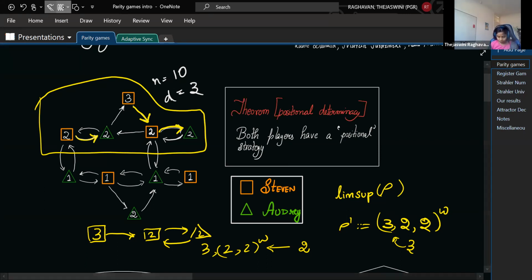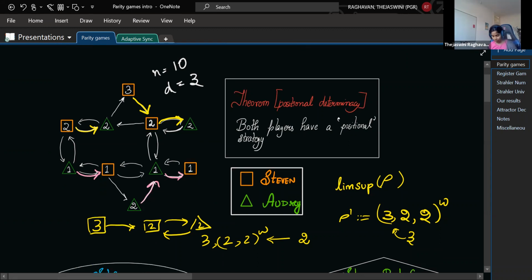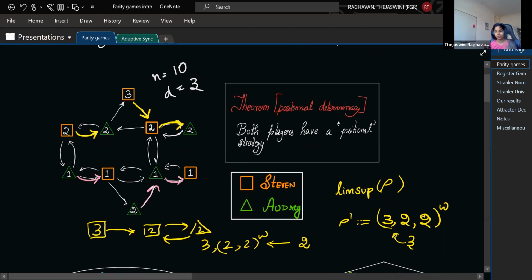Audrey, on the other hand, can win in the bottom half, and she does this by picking similarly this edge and this edge and this edge. So this is something we will take for granted throughout and use in the rest of the talk.